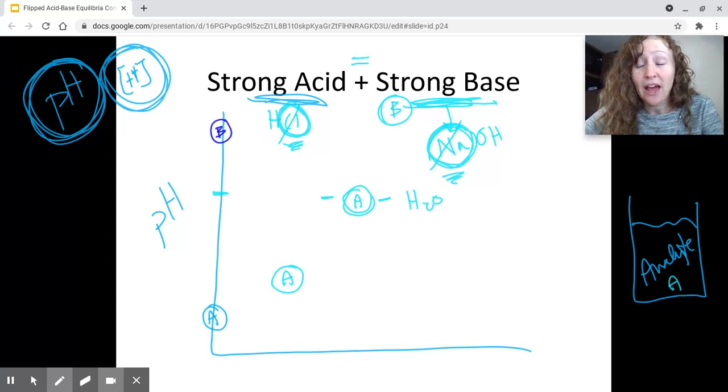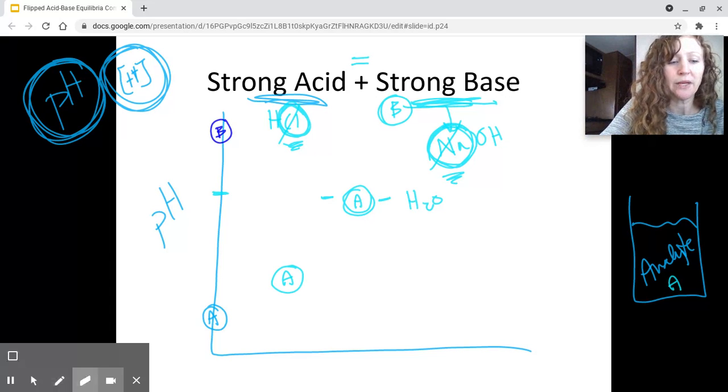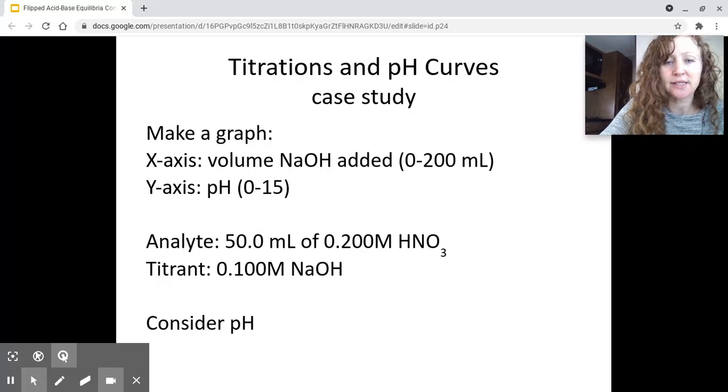Now, after we go through a case study for strong acids and strong bases, we're going to do this same thing with weak acids and weak bases. So know that that's coming, but we're not going to deal with it yet because I want to look at the math behind the strong acid, strong base situation. Okay, so we're going to look at a case study.